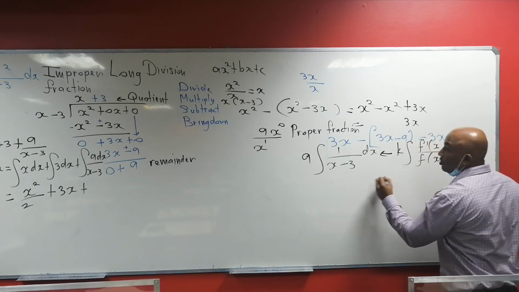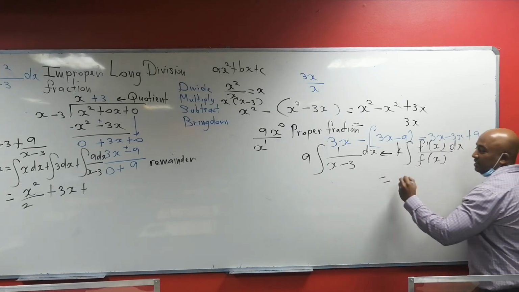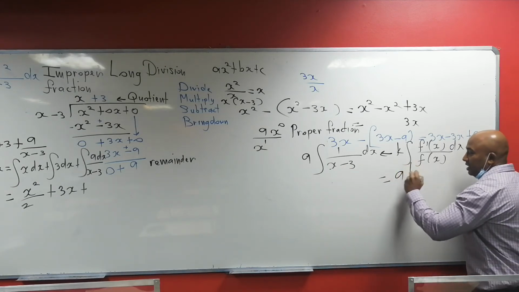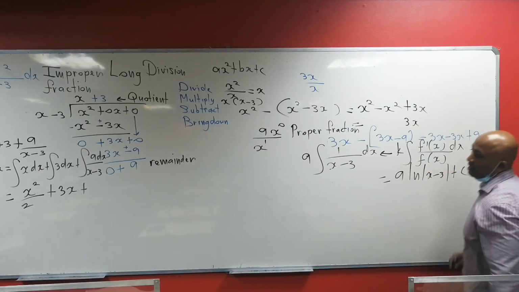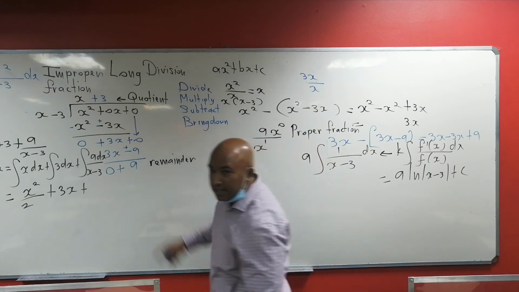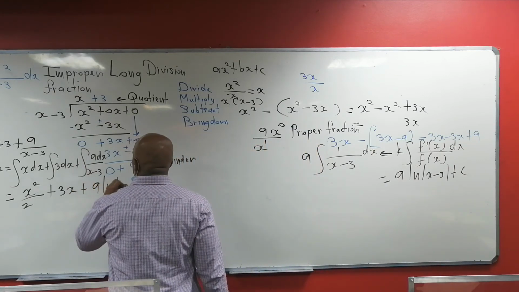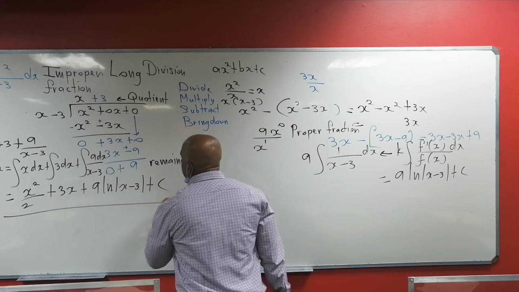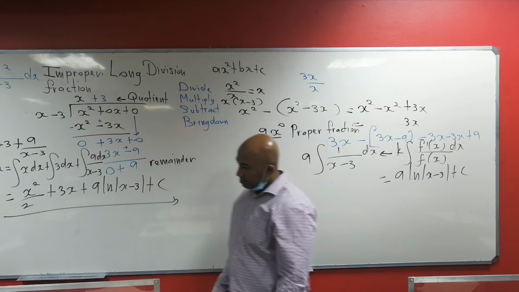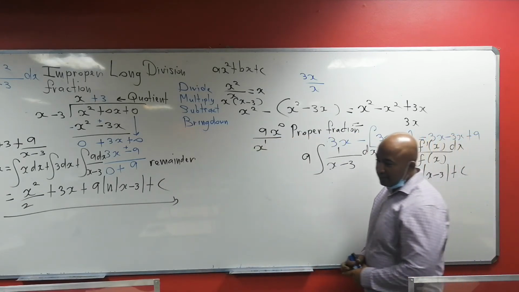And now it's up to you. Do you really want to use your substitution here? You can see the answer is going to be 9 ln absolute value of x minus 3. So this is the type division. So that's going to be 9 ln x minus 3 plus c. And you're done. So this is the solution.